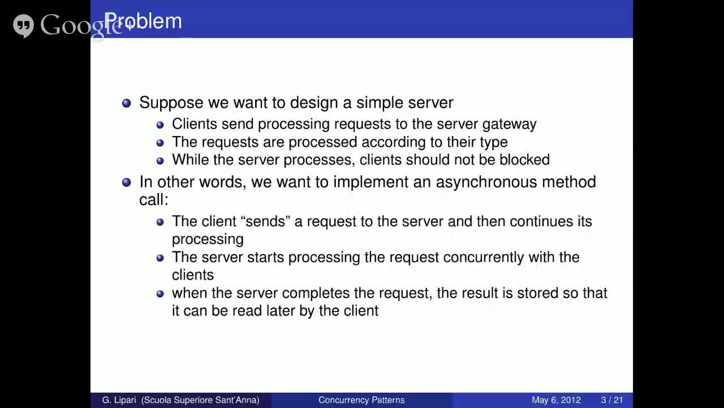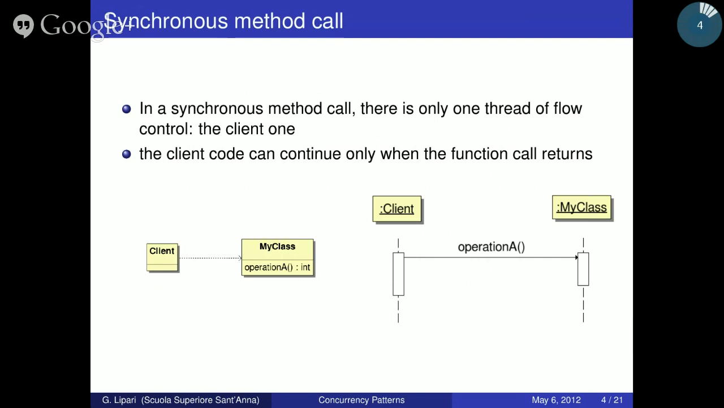The client sends a request to the server and then continues its processing. The server starts processing the requests concurrently with the clients, and when the server completes the request, the result is stored so that it can be read later by the client. In a synchronous method call, there is only one thread of flow control, the client. The client code can continue only when the function call returns. So this is the so-called synchronous call.